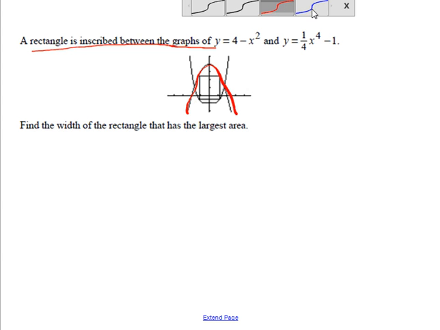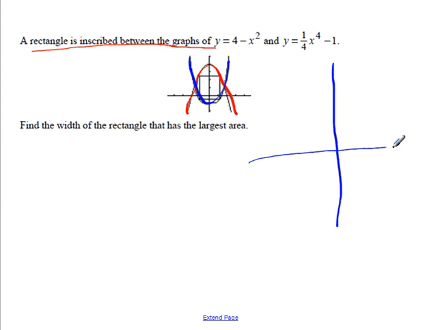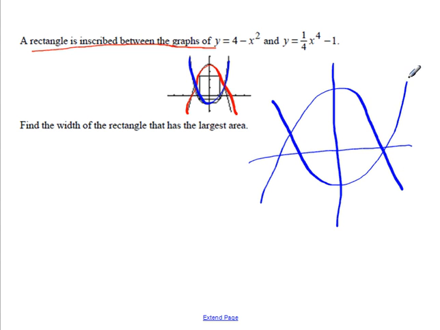and 1/4 x to the 4th minus 1, which is this graph. And let's just make this a little bit bigger. So what we have, when you inscribe a rectangle inside, what's going to be the case is that if this value is x, this value would be negative x.